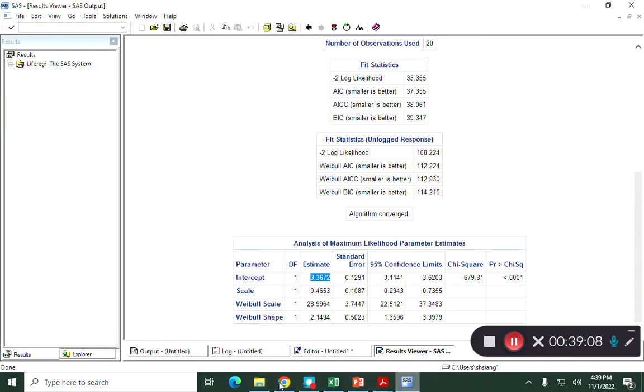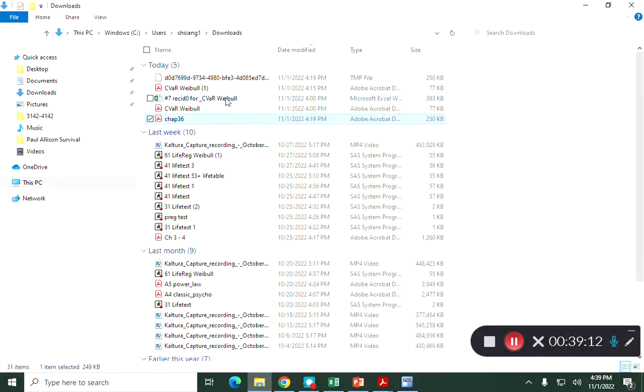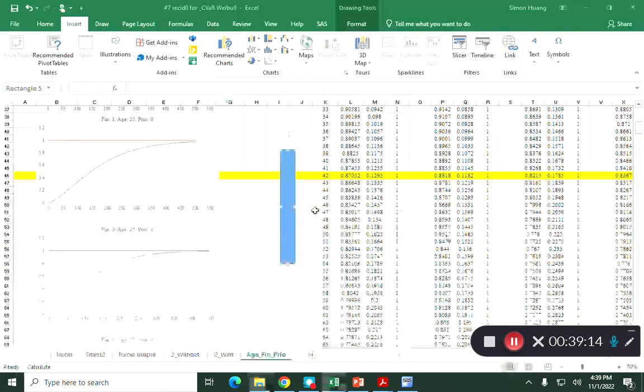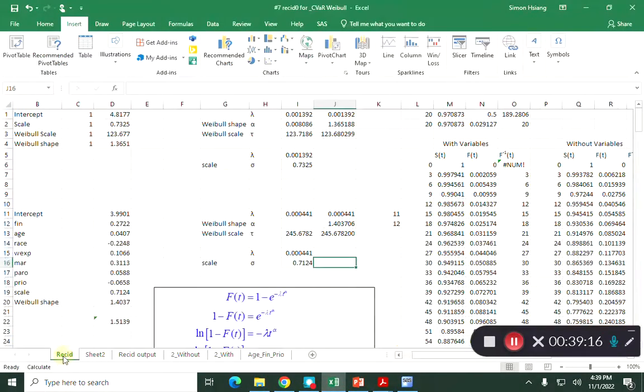So now let me do another example, but this time I'll give you the Excel file. Okay, now we're using the reciprocal function. And so in the reciprocal function, I will go to the SAS.